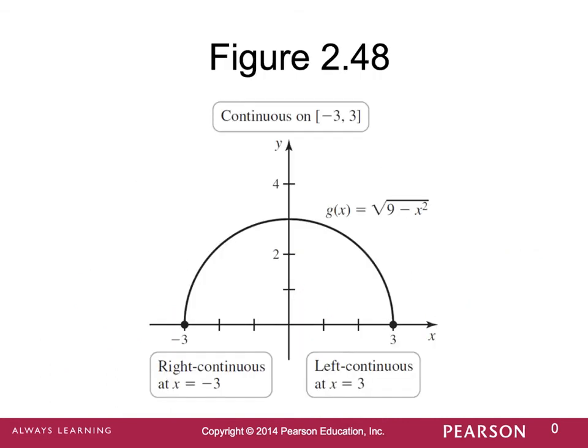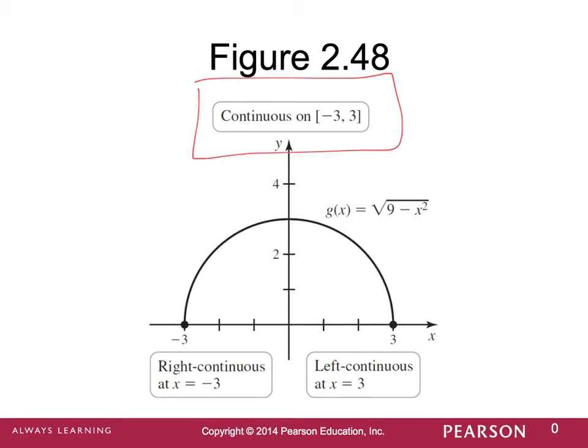Looking at this example of a semicircle, g of x is equal to the square root of the quantity 9 minus x squared. We see that this function is continuous on the closed interval -3 to 3. That is where we have a positive value inside of our root. And since this is an even root, we have to pay attention to positive and negative inside the root.